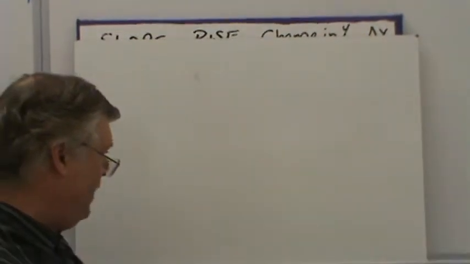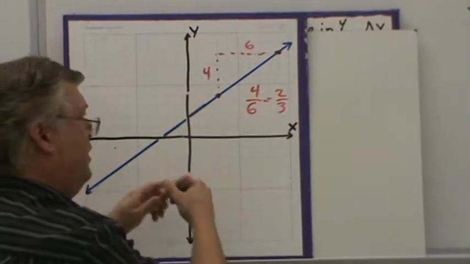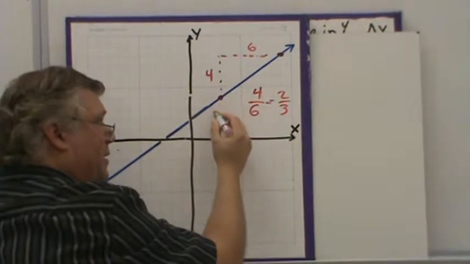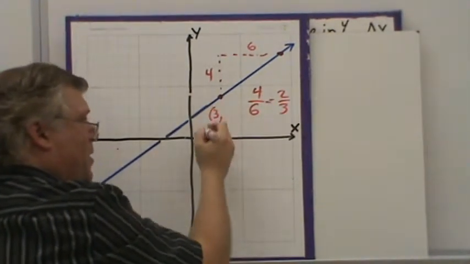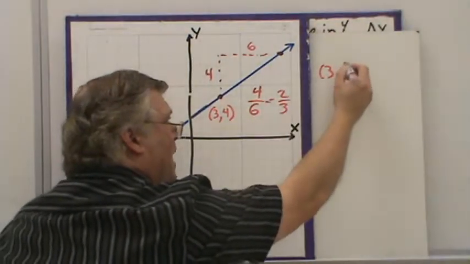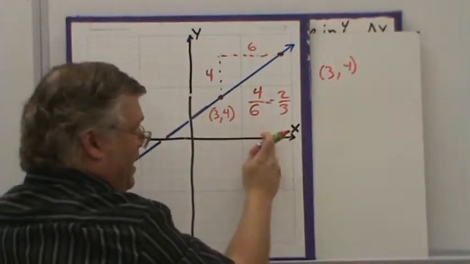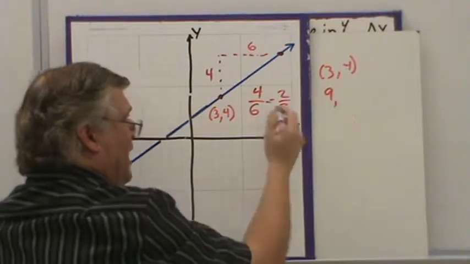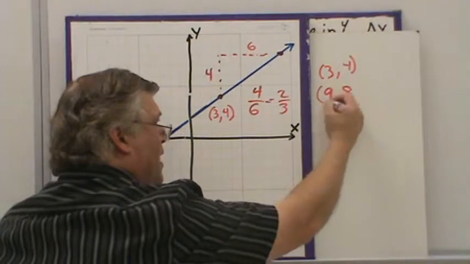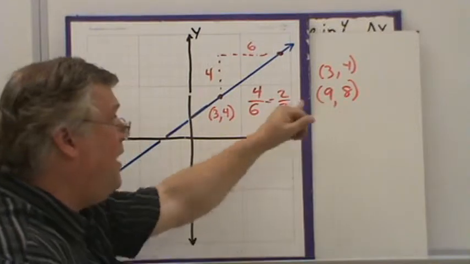Now, when you're given those 2 points, we could calculate it using the x and y values there. This x value would be 1, 2, 3, and the y value is 1, 2, 3, 4. So you have the point (3, 4). And this point is 9 for the x, and 8 for the y. And we're going to find a way we can use those 2 points to find this slope.